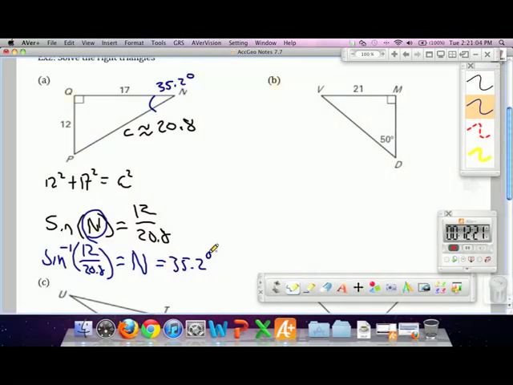N is 35.2 degrees. So if we know n, can we find angle P? Yeah, what's probably the easiest way to find angle P? Add them and then subtract. Add them and do 180 minus it.